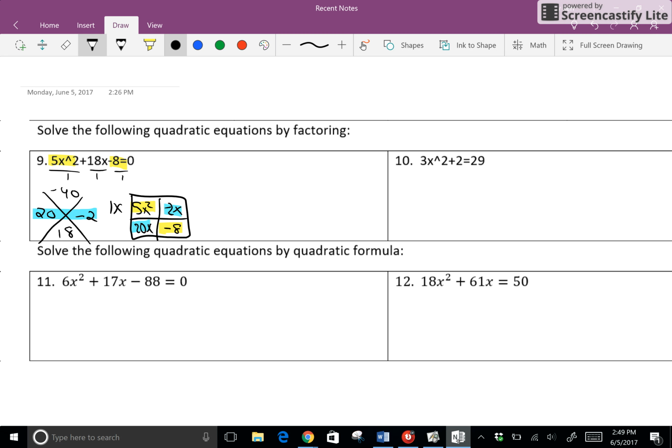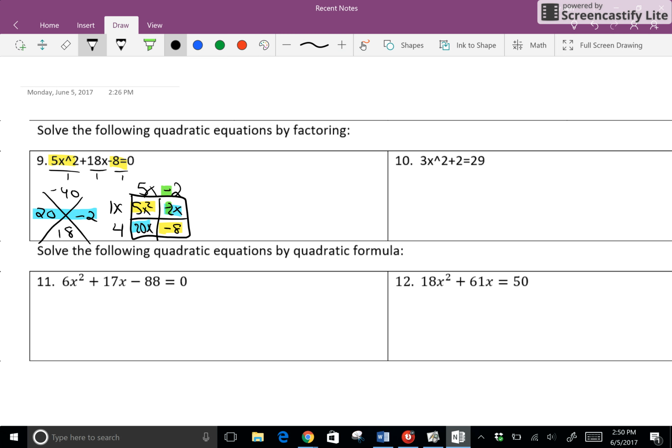Greatest common factor between 20 and negative 8 is a positive 4. It's positive because our leading coefficient's positive. Then you go upright, 5x squared and 20x. The greatest common factor is 5x. And then negative 2. It is a negative because this is negative, so this has to be negative.